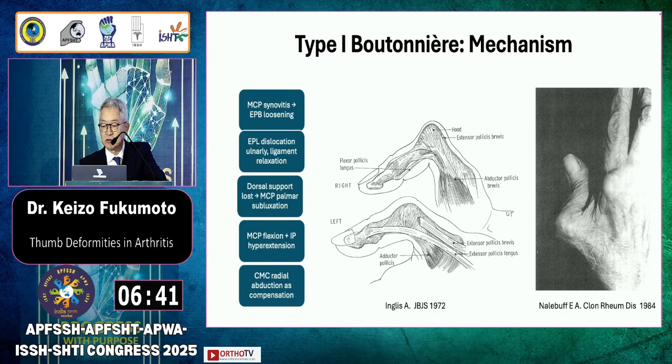The MCP joint then subluxates palmarly. As a result, the MCP goes into flexion, while the IP joint hyperextends. The CMC joint compensates by adducting radially.